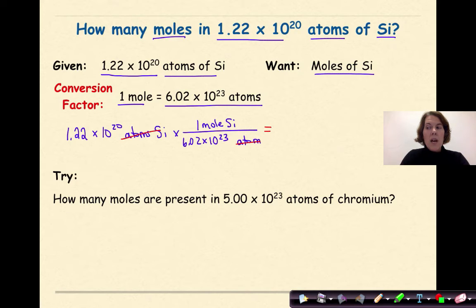And as a result, I should get 2.03 times 10 to the negative 4 moles of silicon. And again, I need to look at my answer and make sure that it makes sense. So I start out with 1.2 times 10 to the 20. That's less than 1 mole because we know that 1 mole is 6.02 times 10 to the 23rd. So I should get a number that is less than 1, and I have that because I look at my exponent, it's to the negative 4th. So 2.03 times 10 to the negative 4th moles makes sense.